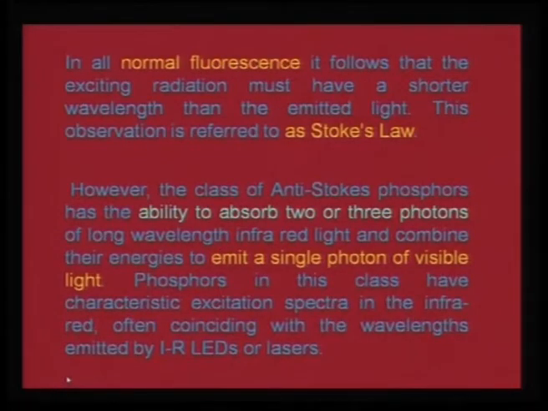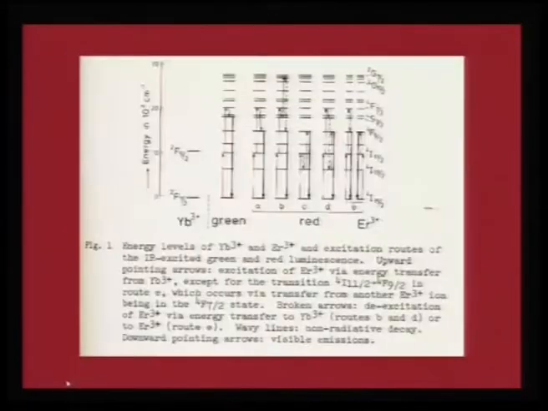In all normal fluorescence, we know that it behaves based on Stokes law. However, in anti-Stokes phosphors, we have 2 or 3 photon absorption, and they emit a single photon of visible light. This is another example of how the IR excited phosphors behave.